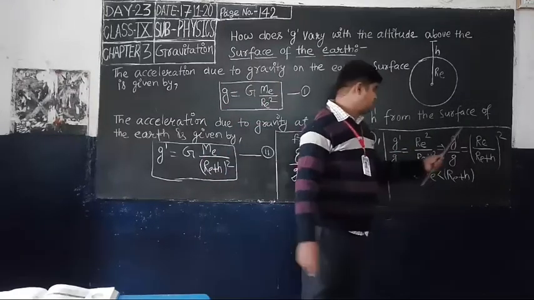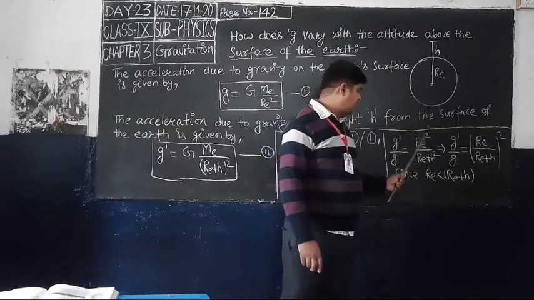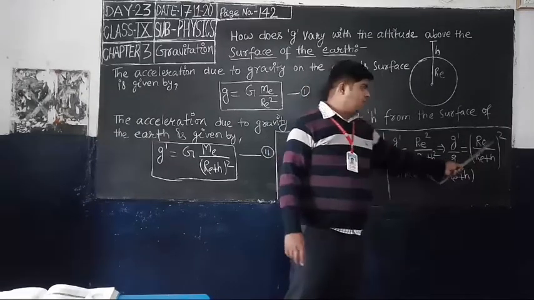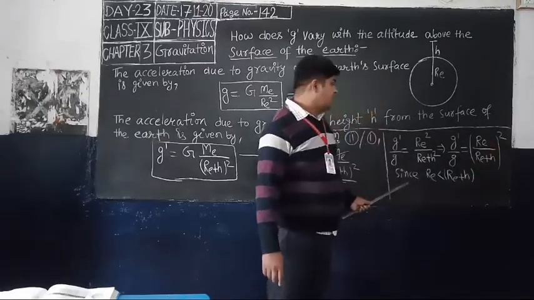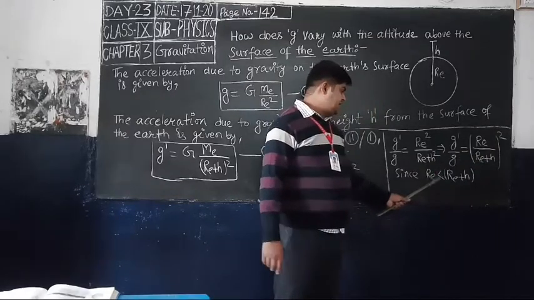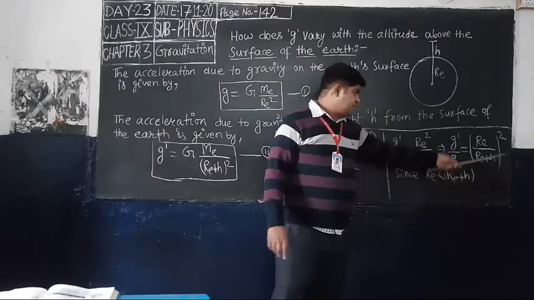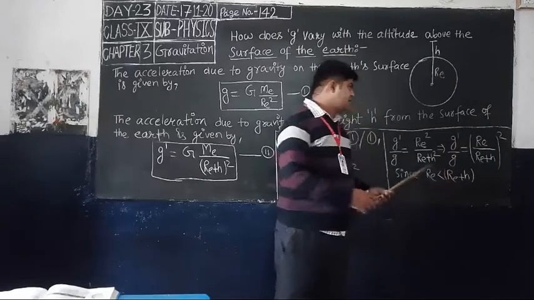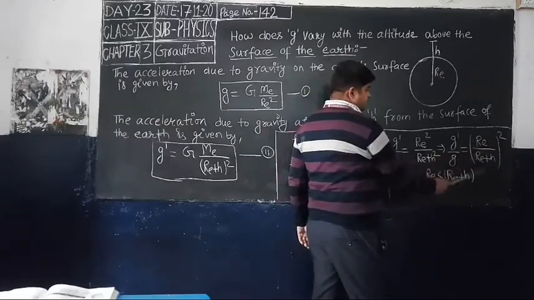Okay, or g dash by g equal to R_e by (R_e plus h) whole square. Now see here, since R_e is less than R_e plus h, let us try to see here: this is the numerator term and this is the denominator term.